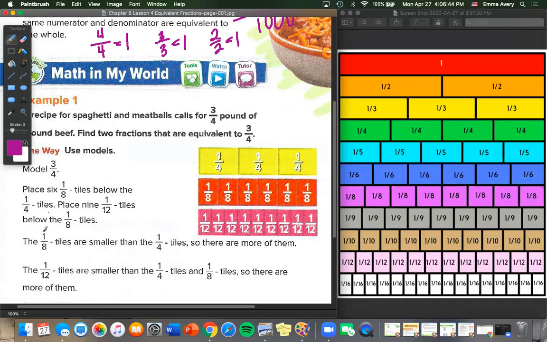And it tells us the 1/8 tiles are smaller than the 1/4 tiles, so there are more of them. And then we have the same with our twelfths under here. We have 1, 2, 3, 4, 5, 6, 7, 8, 9 twelfths, because the twelfths are smaller than the eighths, so there's more of them.